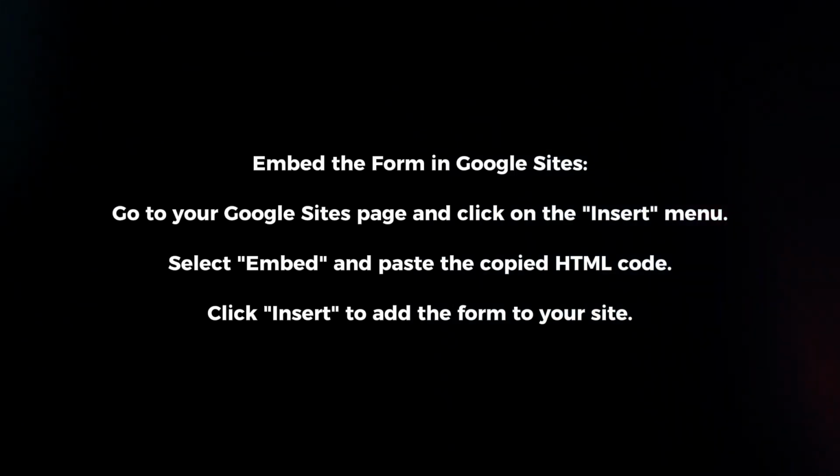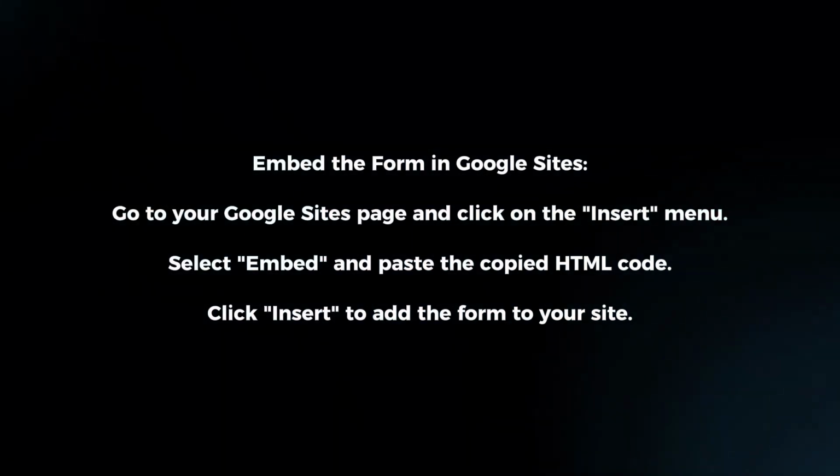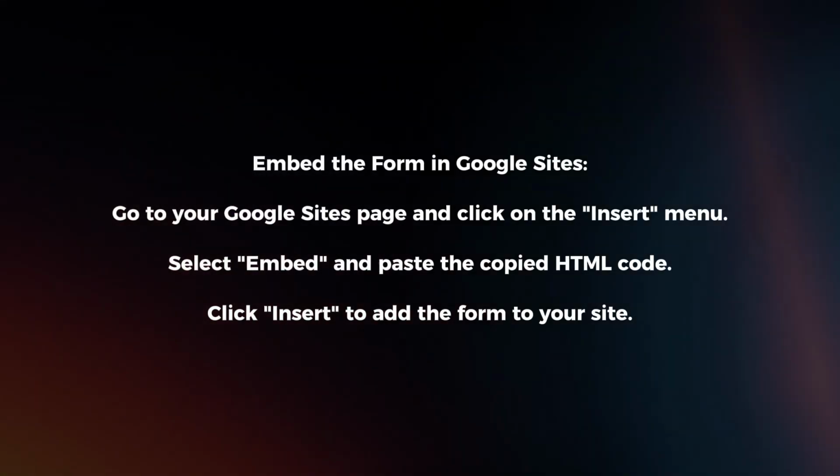Embed the form in Google Sites. Go to your Google Sites page and click on the Insert menu. Select Embed and paste the copied HTML code. Click Insert to add the form to your site.